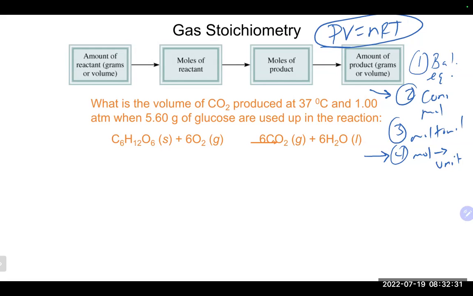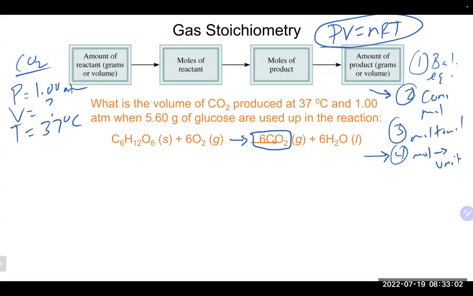So if we look at this problem here, we want to know what is the volume of CO2 gas. My arrow got a little crazy here, so we'll just box CO2. What is the volume of CO2 gas at 37 degrees Celsius and 1 atmosphere? So if we think about the gas part of it, we have a pressure that is 1 atmosphere for the CO2. We're looking for the volume. We have the temperature, which is 37 degrees Celsius. And we have 5.6 grams of glucose, which is this guy here.